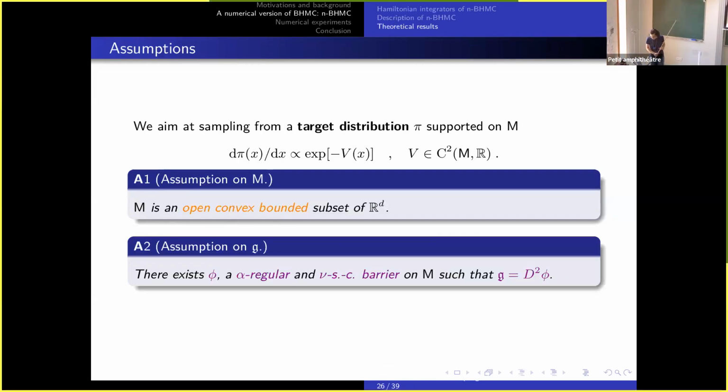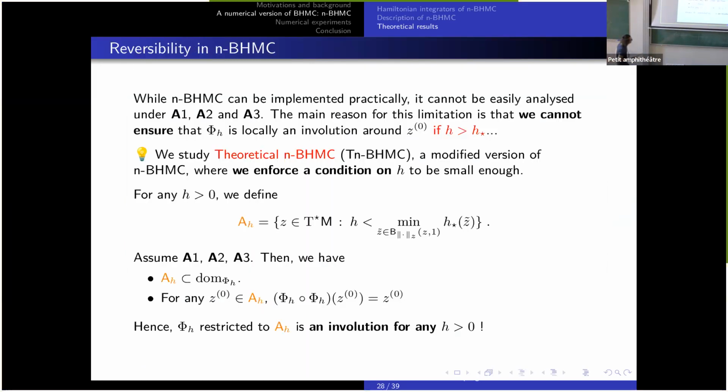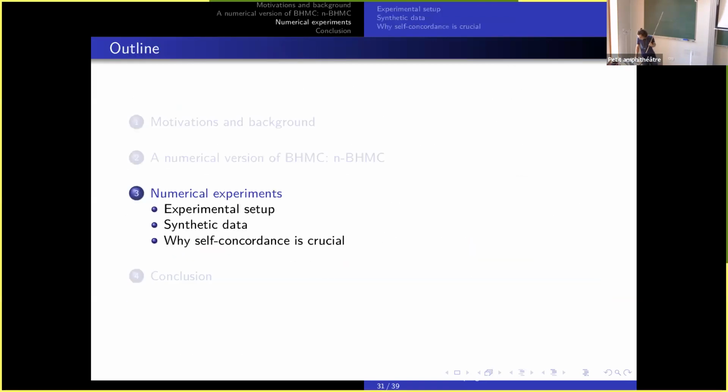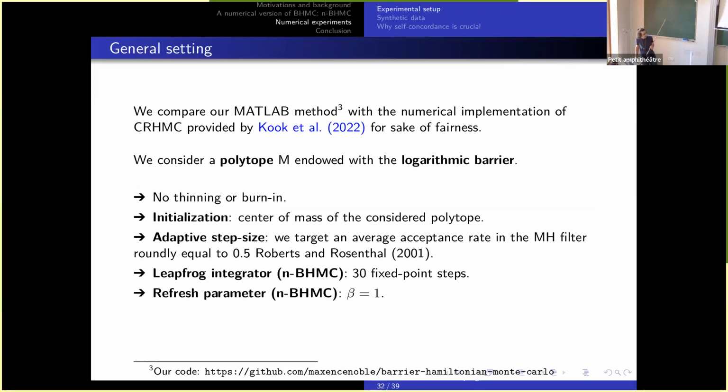Here I will just end with some theoretical results. If you consider a self-concordant barrier, which is also what we call alpha regular, we can check that if the step size is small enough, meaning that each time it is smaller than a given quantity which depends on your current time but is completely explicit, then the summary of our result is that the algorithm is indeed reversible. I will not enter into the detail, and I want to conclude quickly on the simulation part.